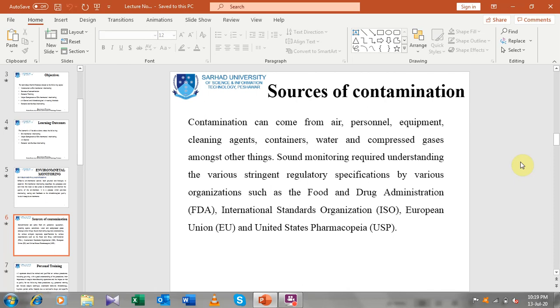stringent regulatory conditions. In our country, we can follow the rules and regulations approved by DRAP, the Drug Regulatory Authority of Pakistan, and sometimes the Ministry of Health, MOH Pakistan, and some other international organizations that I told you about: the FDA approved specification, the International Standard Organization, the European specification, or the United States Pharmacopoeia specification. The relevant specification and the regulatory bodies' monitoring methods should be followed in order to bring about possible ways to control contamination, and for controlling and monitoring, these regulatory specifications are followed.